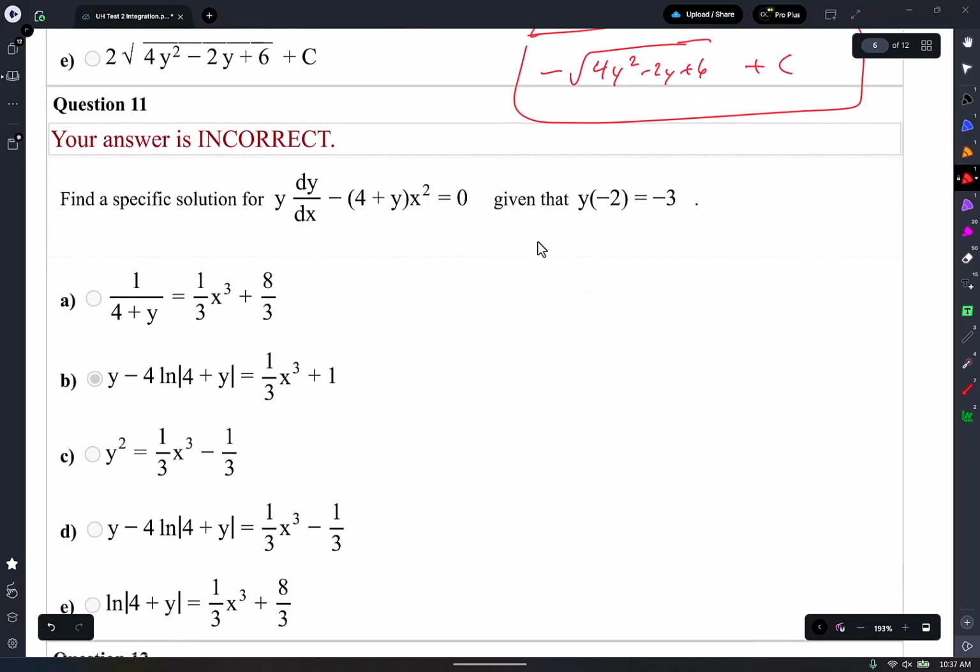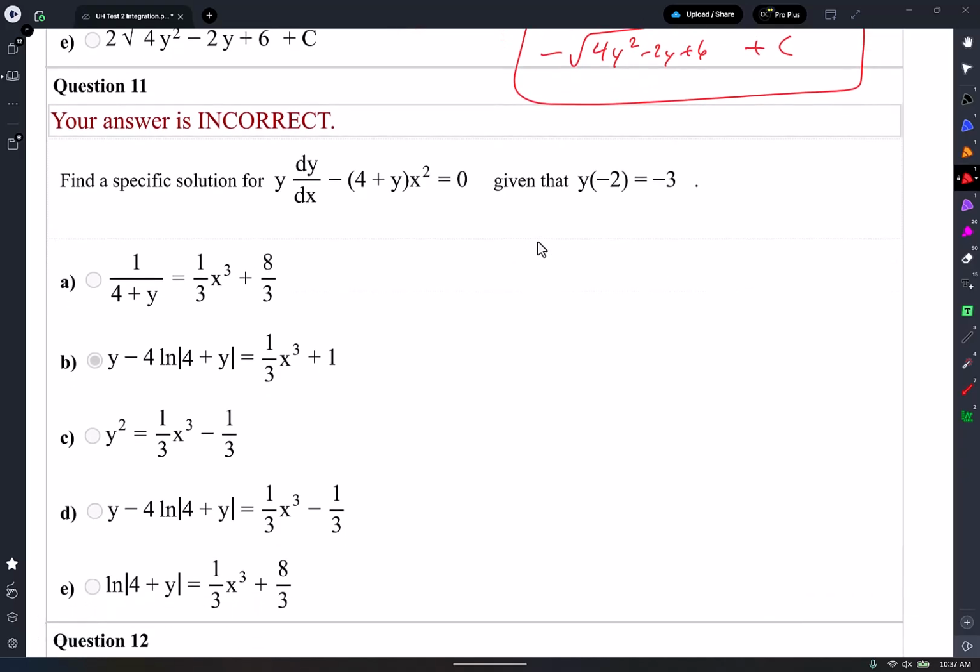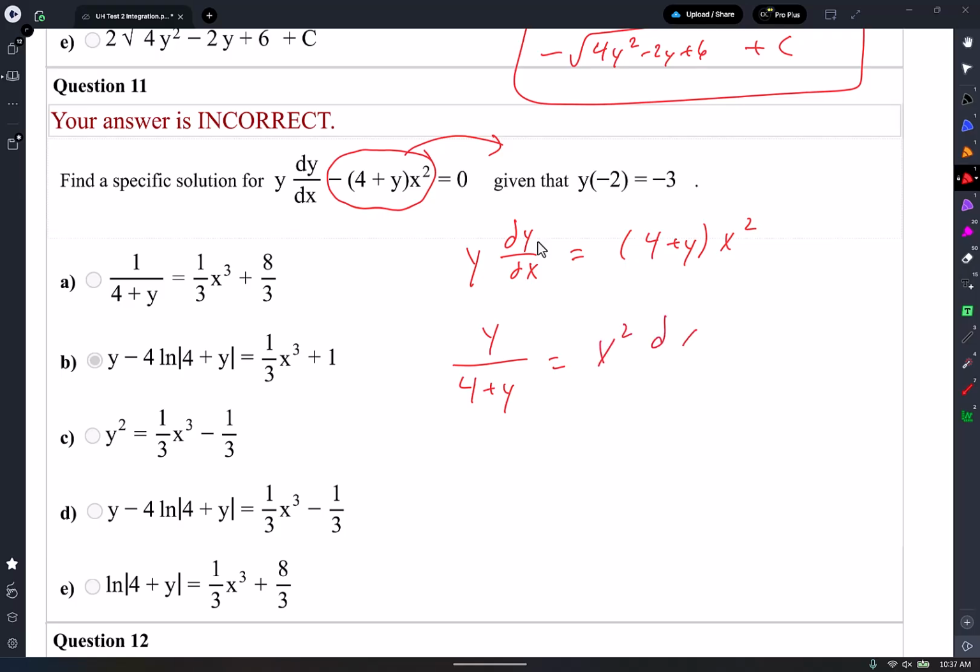All right, let's see. Find a specific solution for this expression. Okay, so we're going to group the x's with the x's and the y's with the y's. So move this, all of this is all a product, move it to the right. By the way, these are harder, in my opinion, than the AP exam. Y dy dx equals, parentheses, 4 plus y, close it, x squared. Okay. Y's with the y's, x's with the x's. Divide by 4 plus y, multiply by dx. Y over 4 plus y equals x squared dx. Oh yeah, dy.